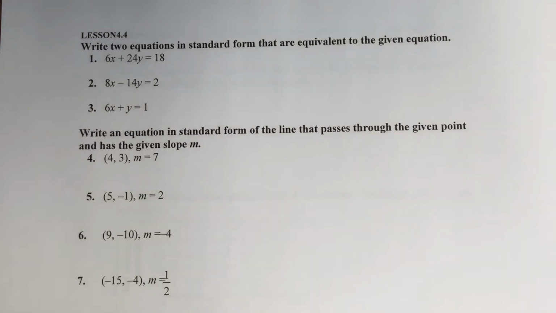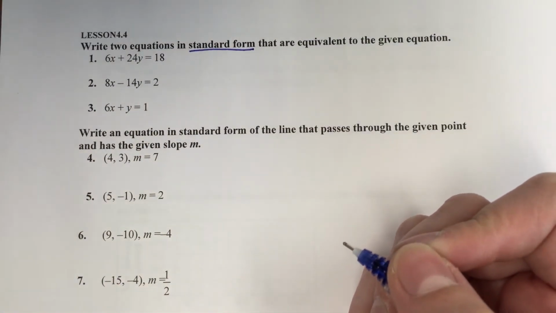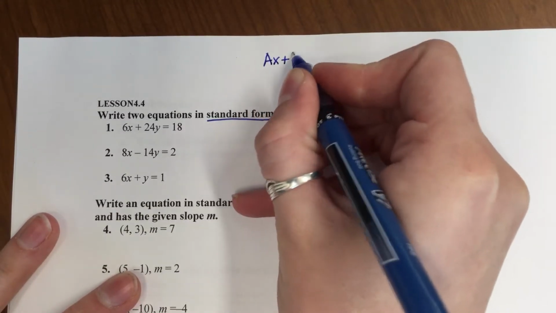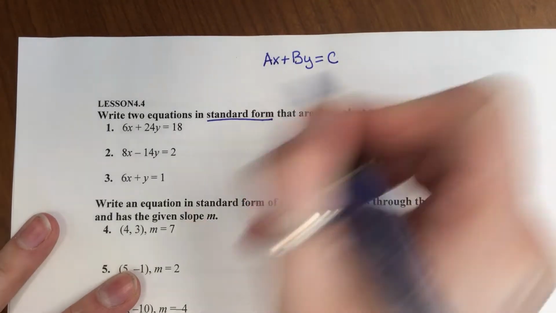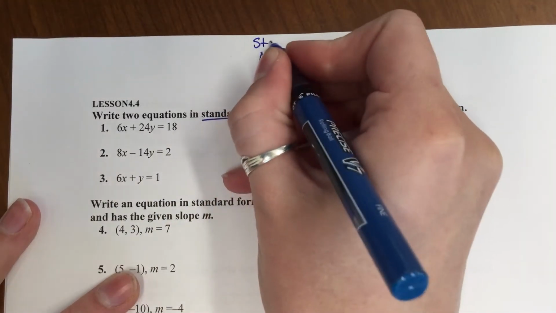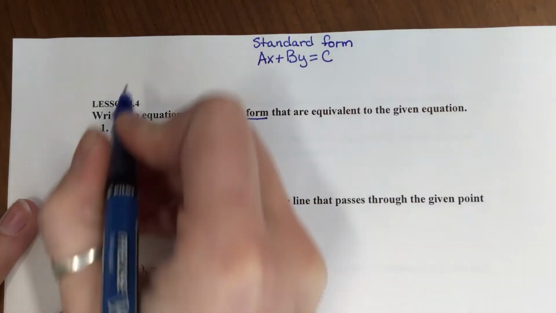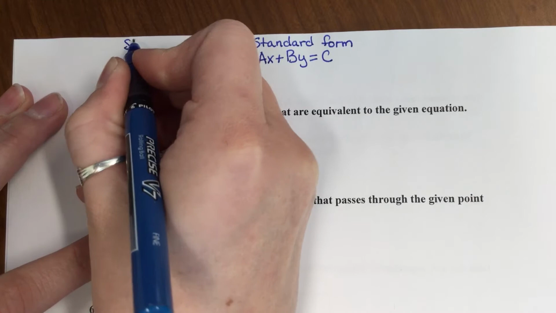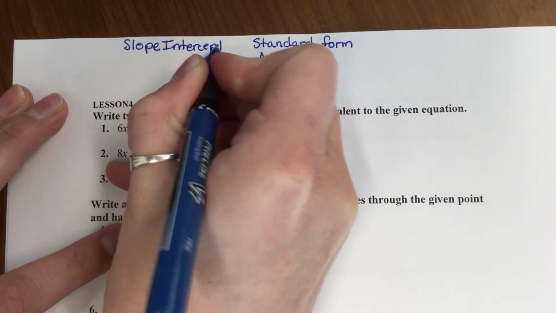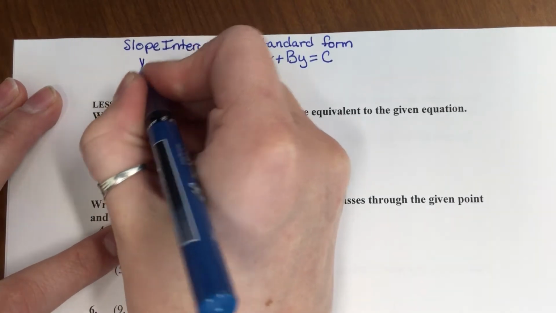Okay, this lesson is about standard form. Standard form of a linear equation is ax plus by equals c. If we're starting with what we know, which is slope-intercept form, what's the equation for slope-intercept form? y equals mx plus b.